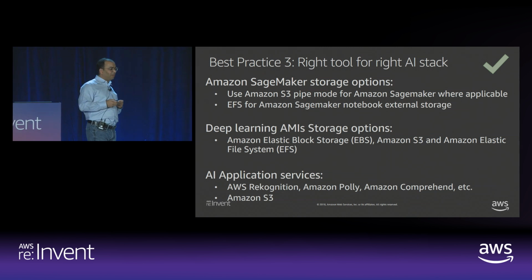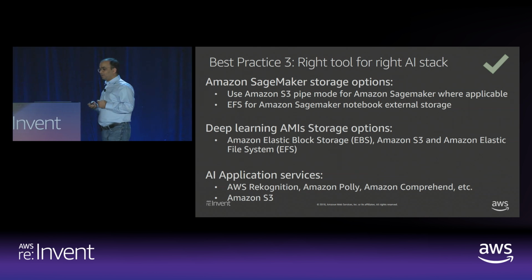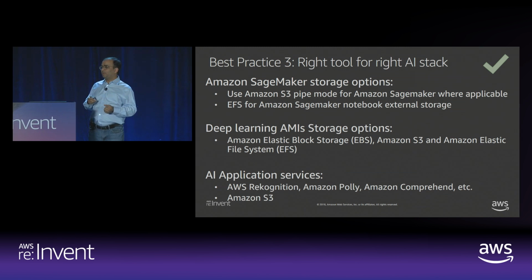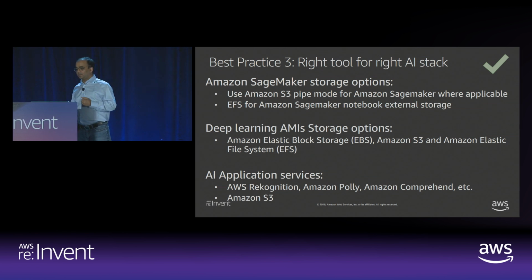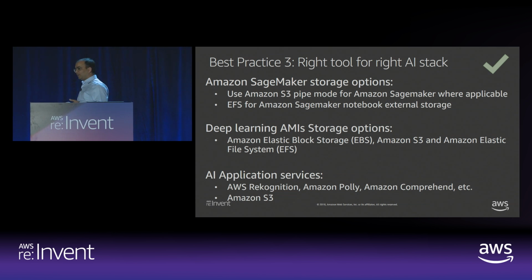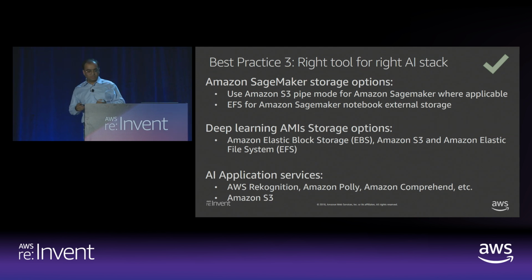And then the deep learning AMIs, they are just EC2 instances. With EC2 instances, you can use EBS. If you load the data on the EBS, it's going to be faster for your model to get the data from the EBS than from S3. So you can actually load your data in EBS, get that data from the EBS, and then start training. Or you can actually use S3 as well. And then for the application services, S3 is the option. Okay, so S3 is a really good option.